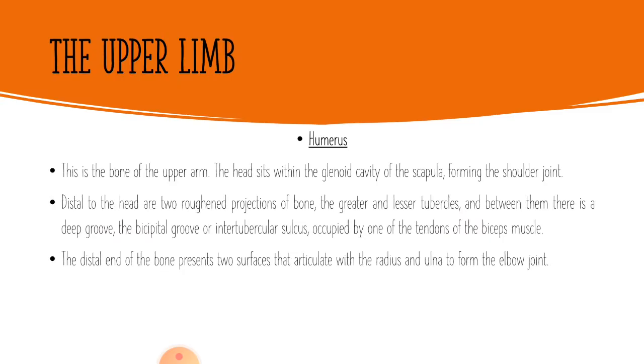Next is the upper limb. And the first bone that we are going to talk about is the humerus. This is the bone of the upper arm. The head sits within the glenoid cavity of the scapula, forming the shoulder joint. Distal to the head are two roughened projections of the bone, the greater and the lesser tubercles, and between them there is a deep groove, the bicipital groove or intertubercular sulcus, occupied by one of the tendons of the biceps muscle. The distal end of the bone presents two surfaces that articulate with the radius and ulna to form the elbow joint.